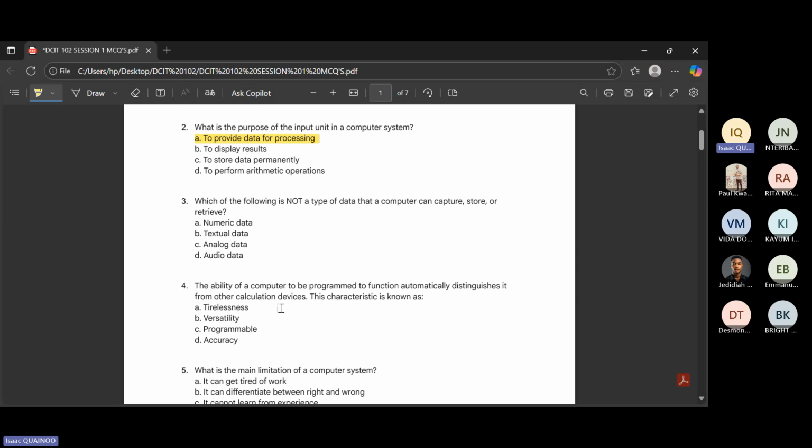Which of the following is not a type of data that a computer can capture, store, or retrieve? Let's take note of this question very well. Which of the following is not a type of data that a computer can capture, store, or retrieve? A is numeric data, B is textual data, C is analog data, and D is audio data. Analog data.